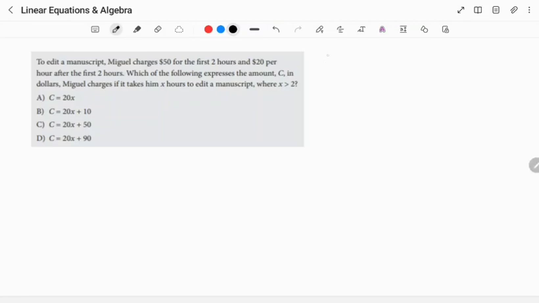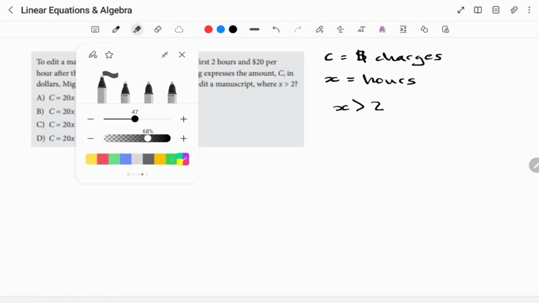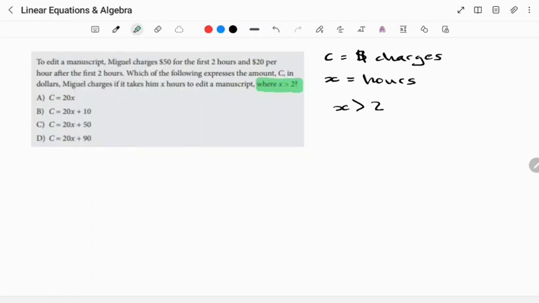They're telling us that C is the dollar value of how much he charges. X is the hours it takes. And they also tell us that for the first 2 hours, he charges 50. And they want an equation where X is greater than 2. Now, this is the important part, because it changes how we approach the question. So, what are we going to do?